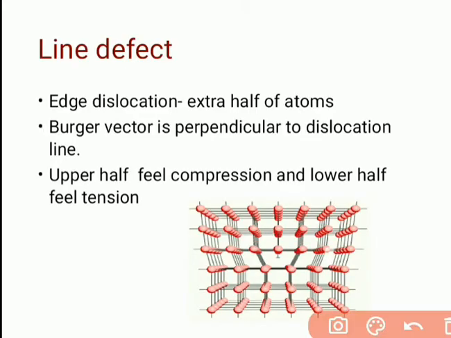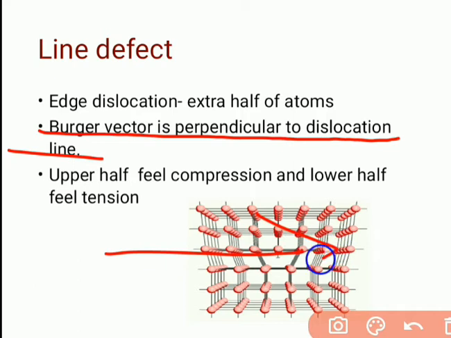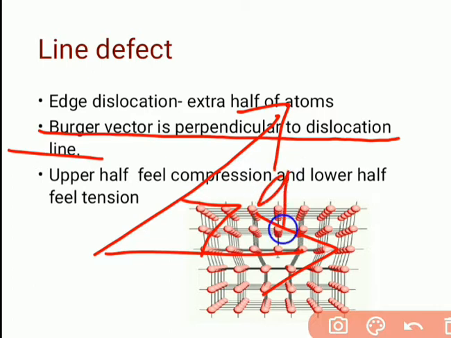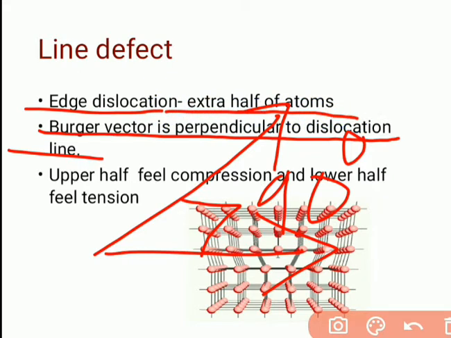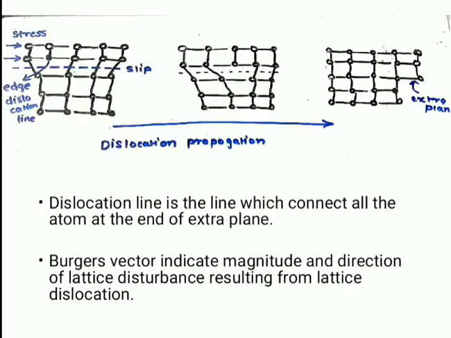Now we'll understand what is edge dislocation. In edge dislocation, the Burgers vector and the dislocation line are perpendicular to each other. Just now we have seen the example of edge dislocation only, where the Burgers vector is in this direction and the dislocation line is in the inward direction at 90 degrees to the Burgers vector. In edge dislocation, we have our extra half plane of atoms. You can see here is the extra plane of atoms. So this is all about the edge dislocation.